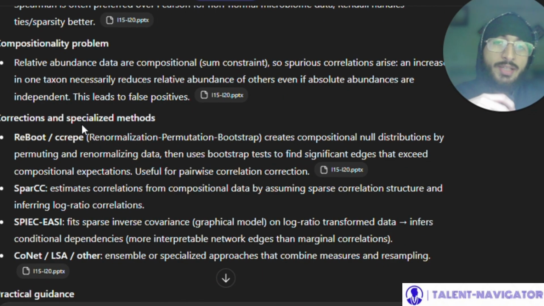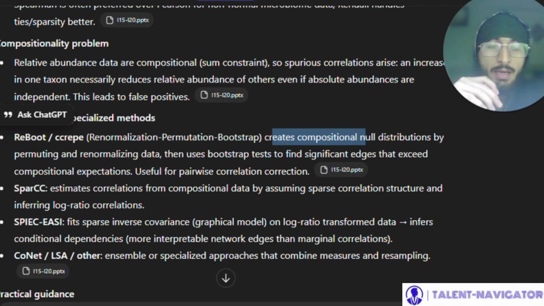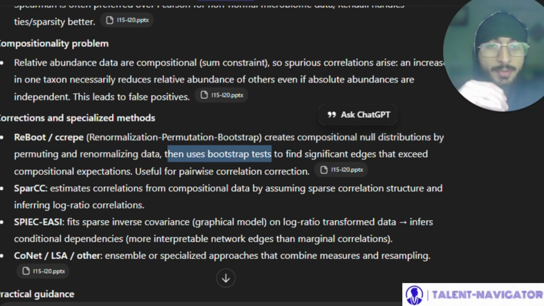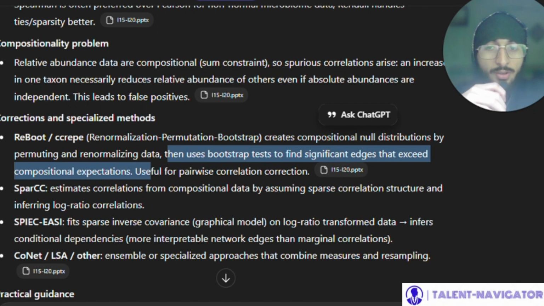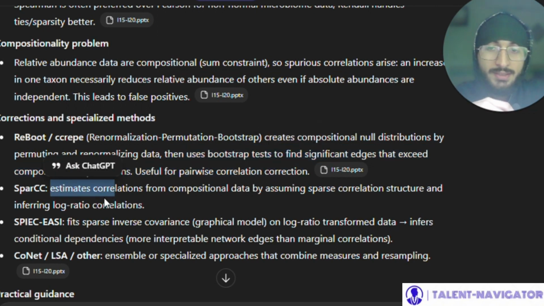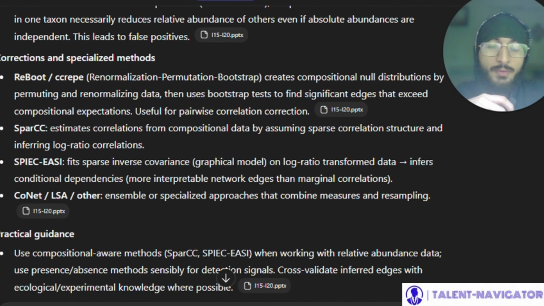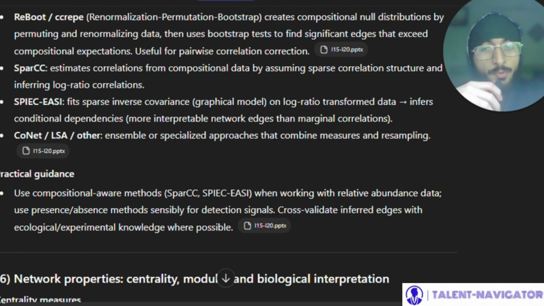So we have corrections and specialized methods like ReBoot or CREP, that is renormalization, permutation, bootstrap, which creates compositional null distributions by permuting and renormalizing data, then uses bootstrap tests to find significant edges that exceed the compositional expectations. It is useful for pairwise correlation correction. Then we have SparCC, SPIEC-EASI, and CoNet, LSA, and others. There are some other methods which we don't need to get into the depth of.